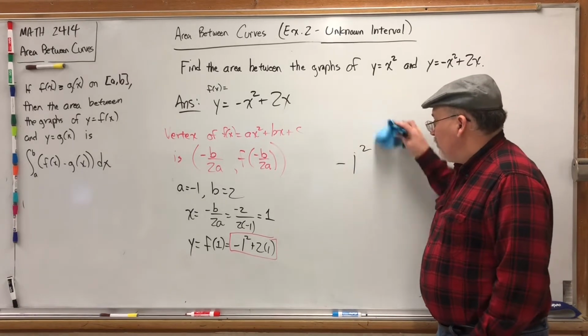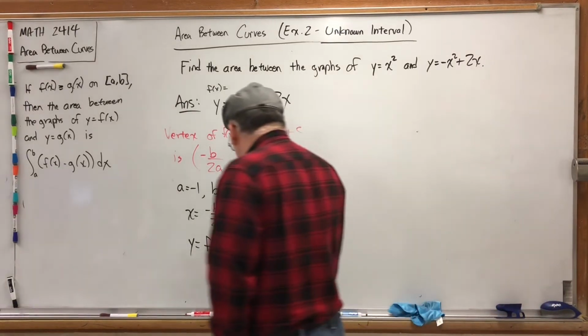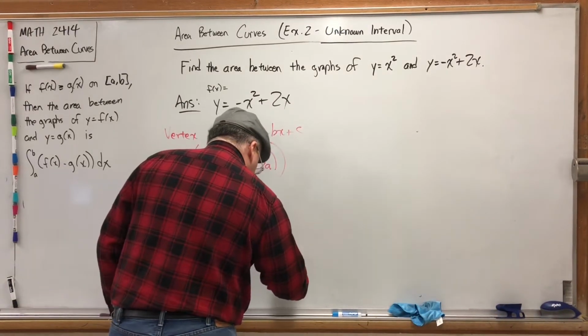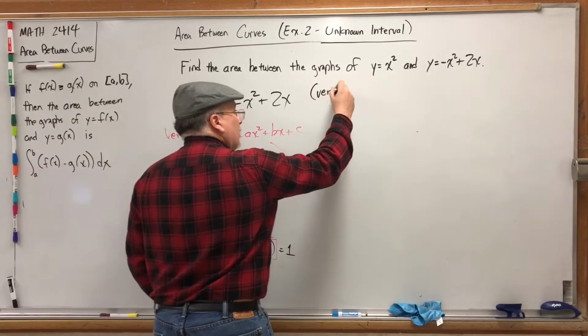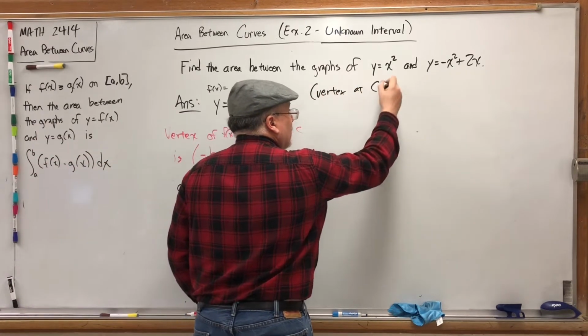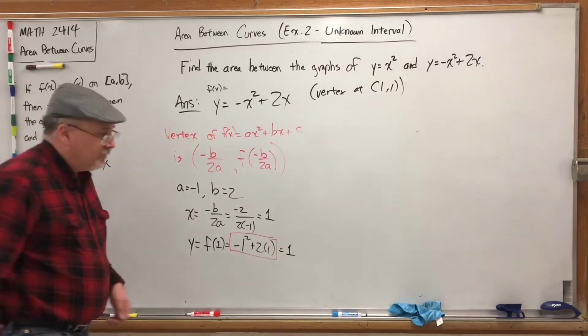This means the opposite of 1 squared. 1 squared is 1, and the opposite of that is negative 1. So this is negative 1 plus 2, which is 1. Which means that this parabola has a vertex at 1, 1. Okay, so that's good information to know.